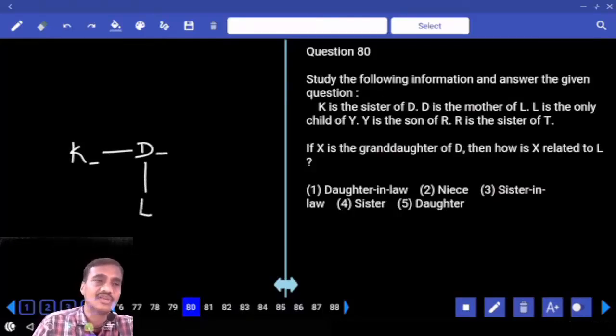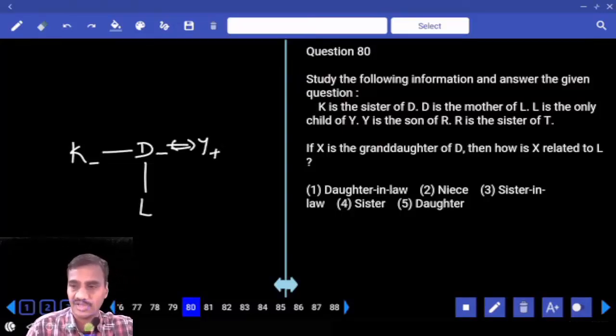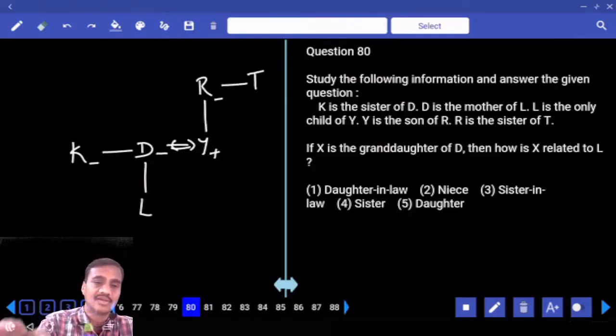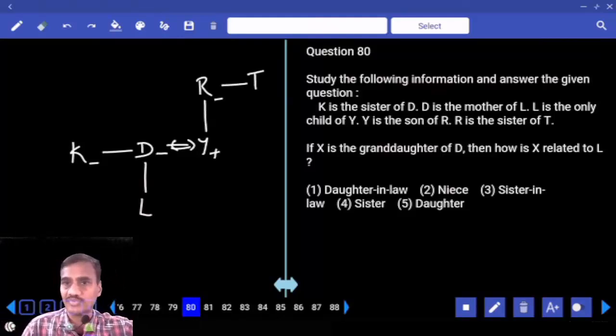L is the only child of Y. As of now, L is the child of D, and L is the child of Y as well. That means D and Y are a married couple, out of which D is a female and Y is a male. L is the only child of Y. Y is the son of R. R is the sister of T. This is the information given.